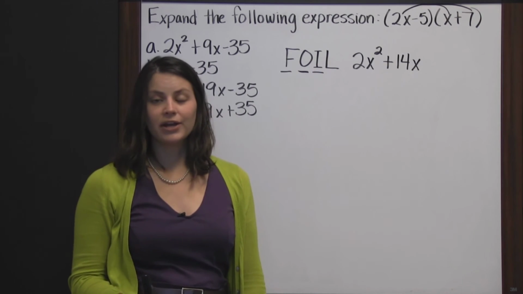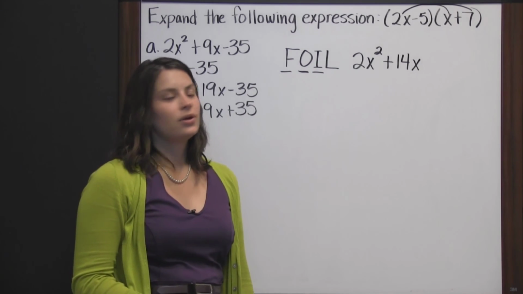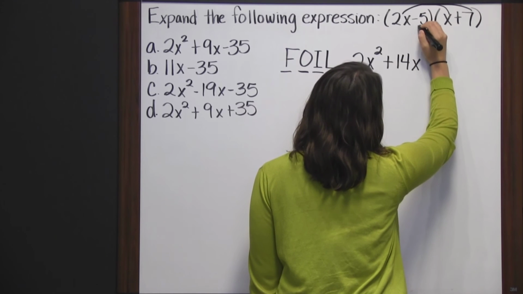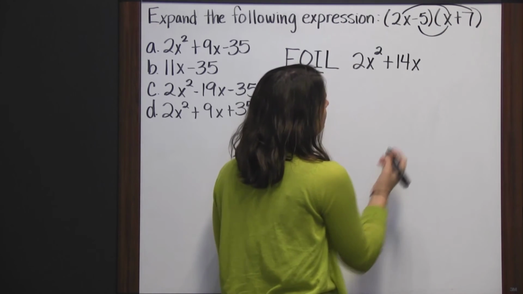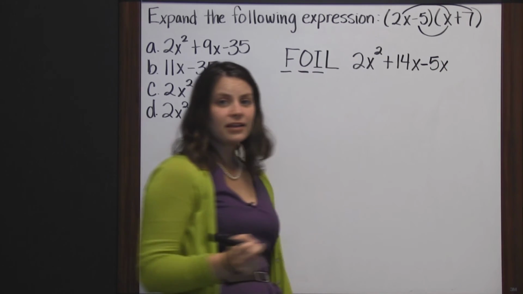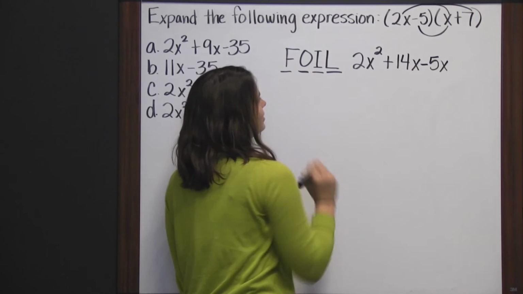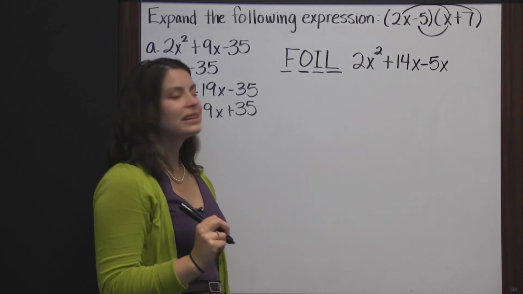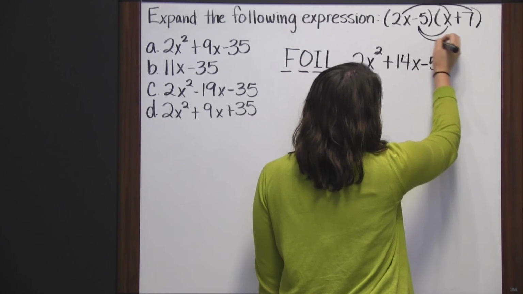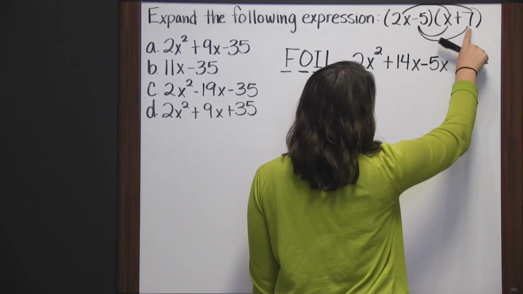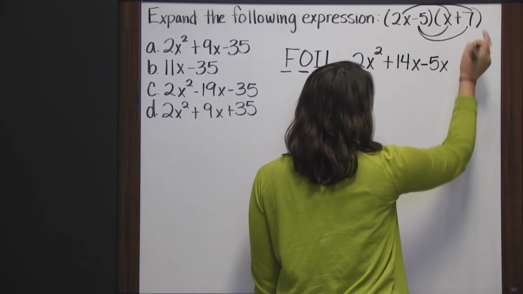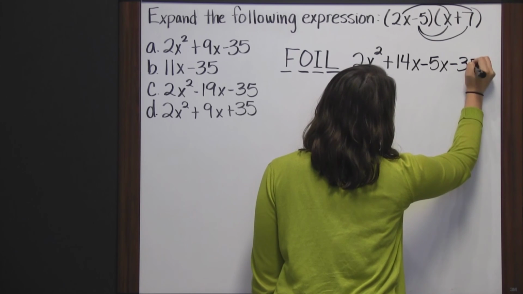I stands for inner or inside. Negative 5 and x are the 2 inside terms. Negative 5 times x is negative 5x. Finally, L, last. We now multiply the last terms in each set of parentheses together. Negative 5 and 7 are the last terms in each set of parentheses. A negative 5 times a positive 7 is a negative 35.